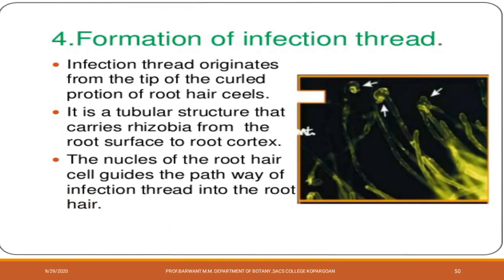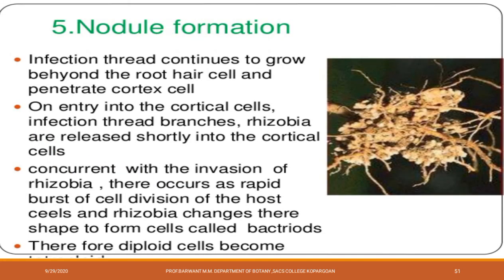Then comes formation of the infection thread. The infection thread originates from the tip of the curled portion of the root hair cells. It is a tubular structure that carries the rhizobia from the root surface to the root cortex. The nucleus of the root hair cell guides the pathway of the infection thread into the root hair.